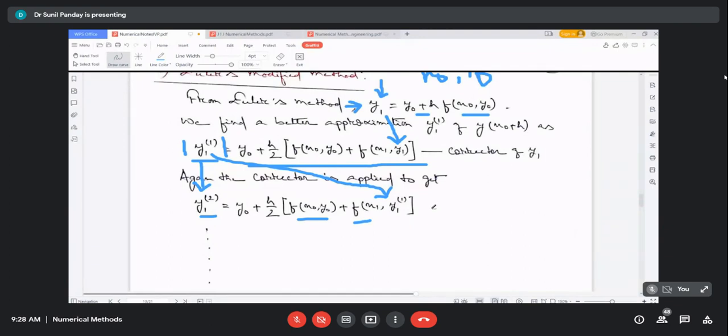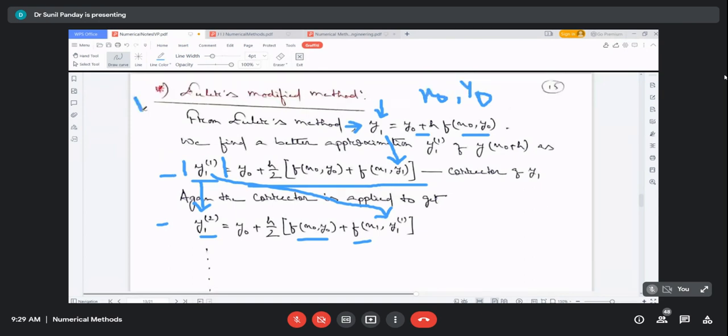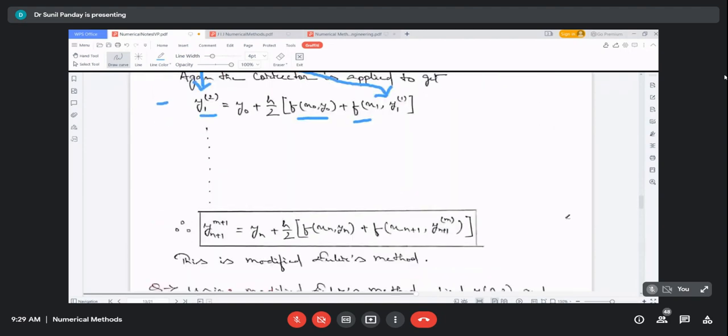Once we say that we are not interested in modifying the value of y1, then we calculate y2. Again, if we want to modify the value of y2, for y2 we have to get its first updated value, second updated value, and when the error criteria is satisfied, then you go for y3, and you get the y3 first updated value, y3 second updated value. Like this we apply Euler's modified method.